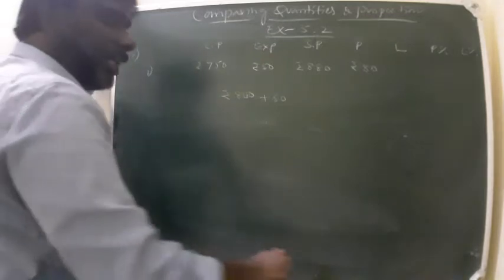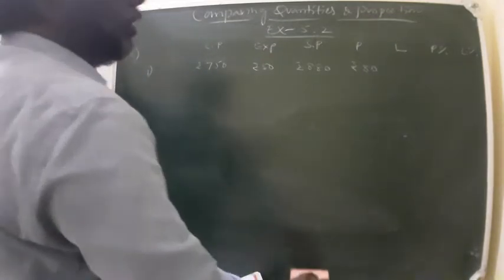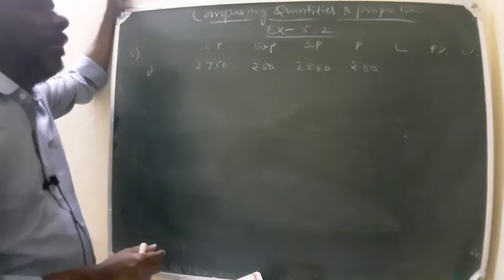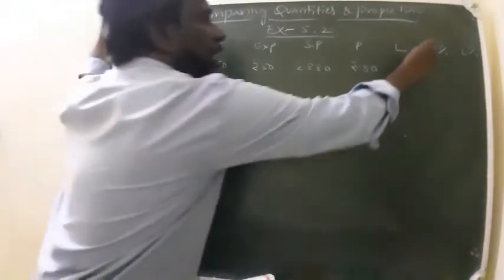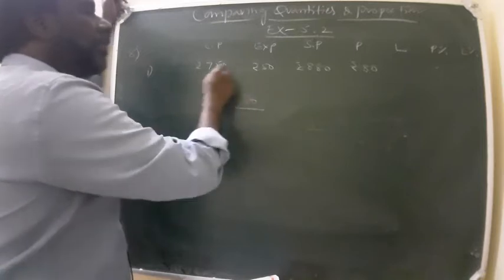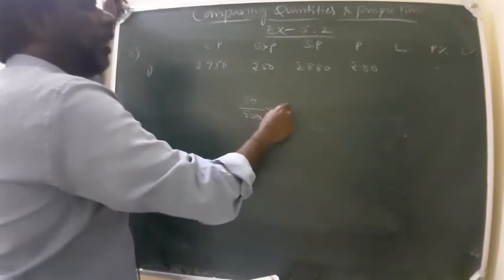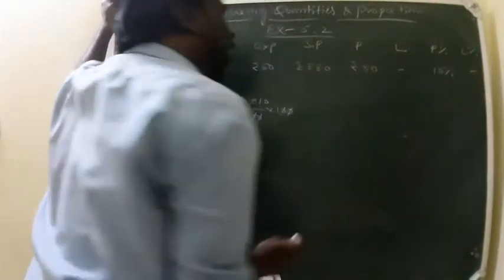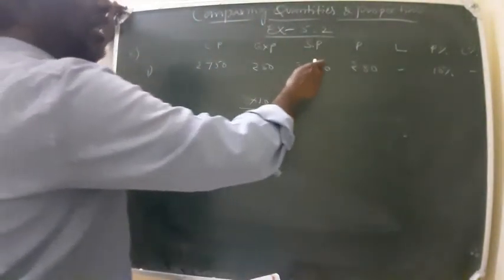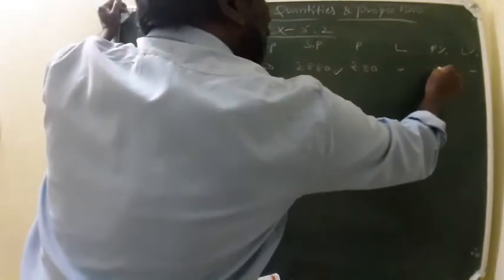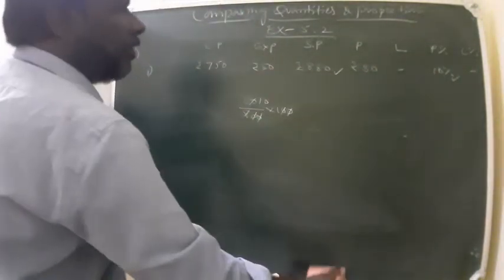So selling price is 880. Now profit percent you have to find. Profit percent means actual profit by CP into 100. That gives 0.8, so 10%. You have to find it like this. So these we have to find in this sum, and the remaining are all given.